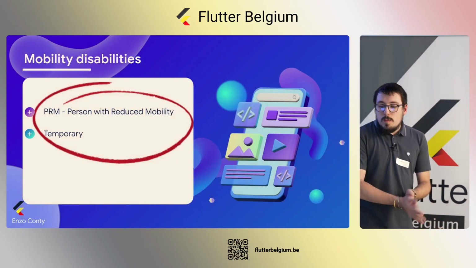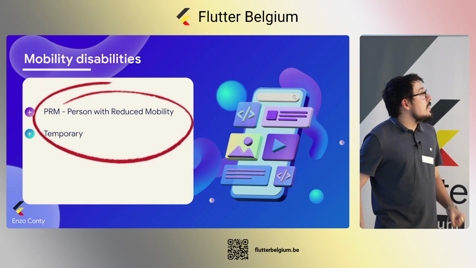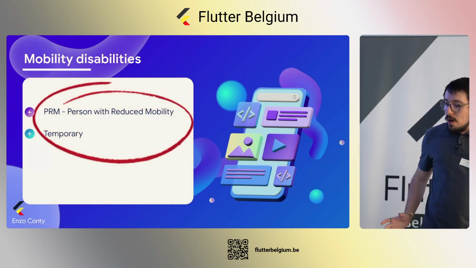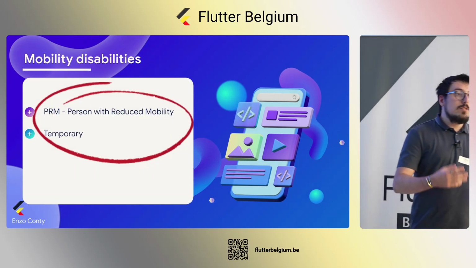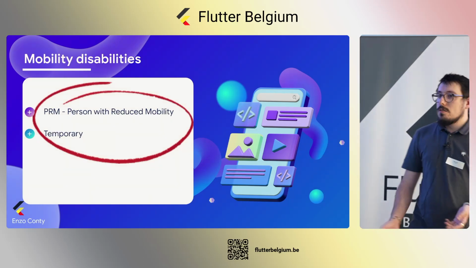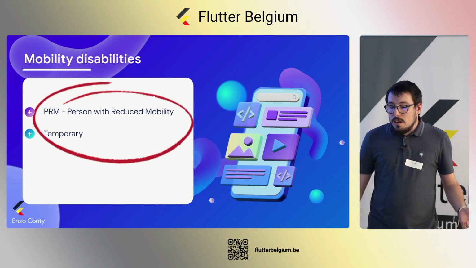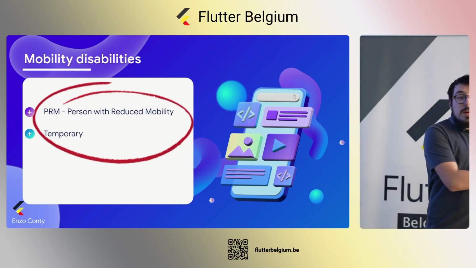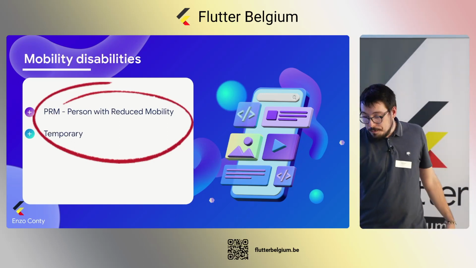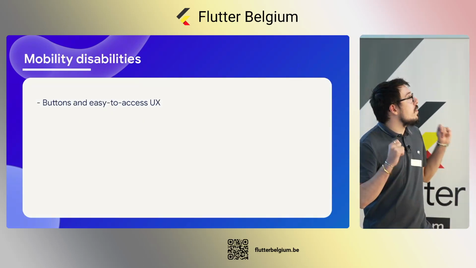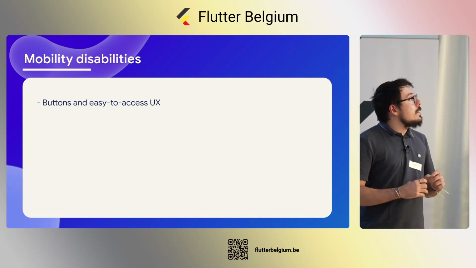Again, for mobility disabilities, we will basically bring together temporary and permanent reduced mobility, because as you see, temporary is just a person with reduced mobility, but over a short period of time. So we'll just treat them together. So what do we do for them? We add buttons and easy-to-access UX.